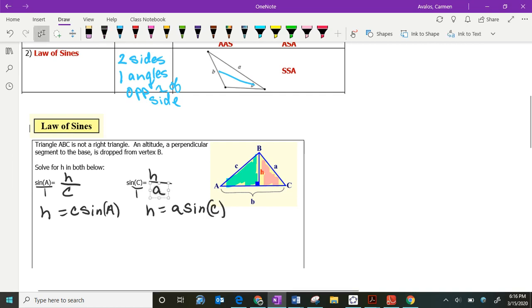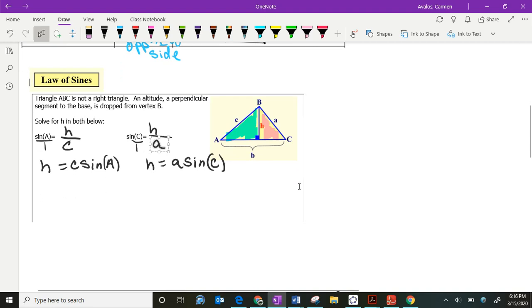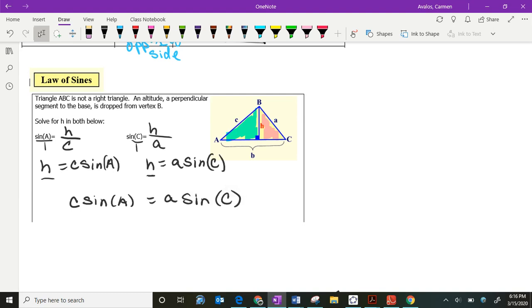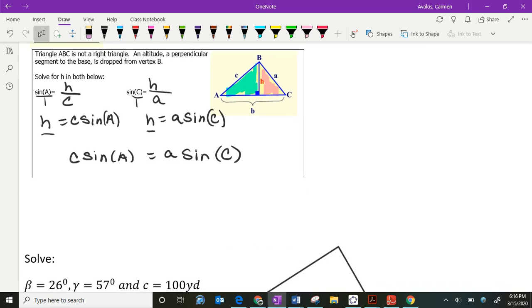So this is, if we notice, it's the same h. So if we have the same h, that means that this h has to equal that h. Well, if these two h's equal each other, that means that whatever they equal also have to equal each other. So that means that c sine of A has to equal a sine of C. And so if that's the case, that is true, so that we could see it much easier and remember it much easier.